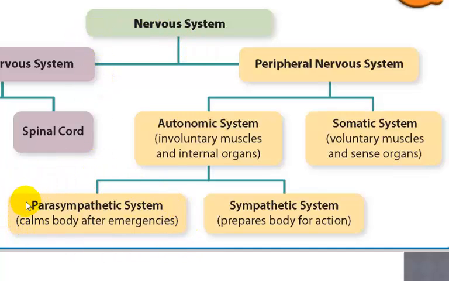This is kind of our system that calms our bodies after emergencies, or kind of calms us down. The sympathetic system prepares our body for action. So that's the fight or flight phenomenon that we use. Are we going to fight the danger, or are we going to run away from it? And when the danger is over, the parasympathetic system calms it down.